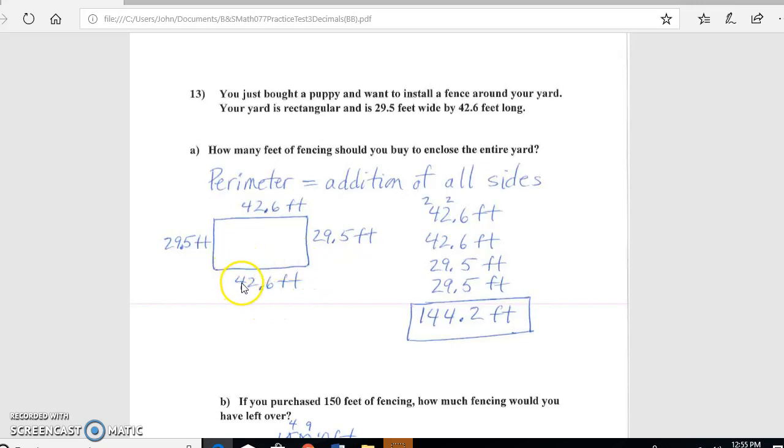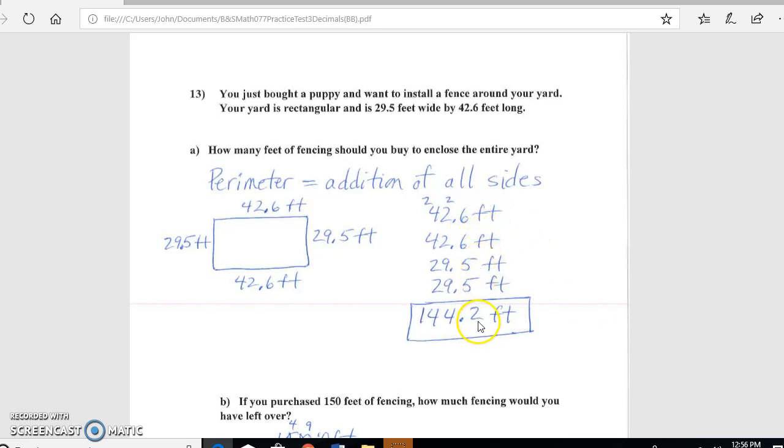and the opposite side would be the same length. So to find the perimeter, we need to add up all the sides all the way around, and that's what I've done over here. We have two sides that are 42.6 feet long and two sides that are 29.5 feet long. So we add up our tens place, and we're going to get 22.